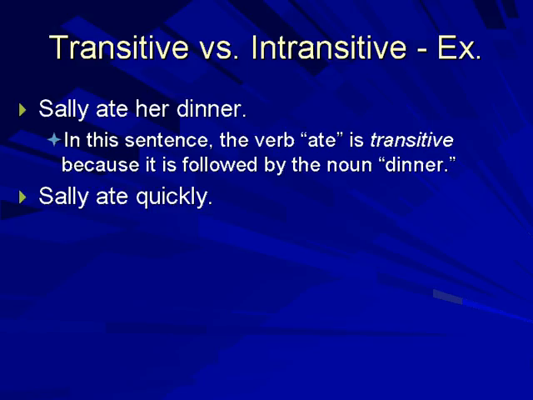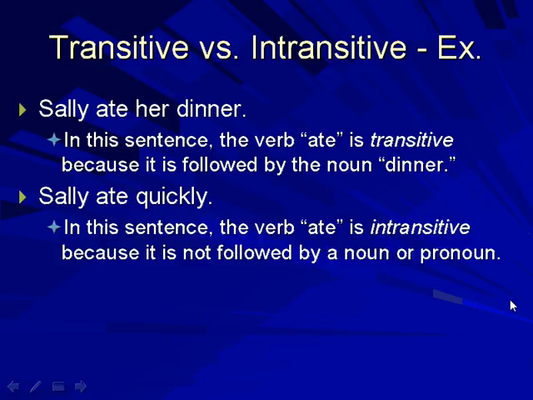Now, this sentence here, Sally ate quickly, is intransitive. Why? It is not followed by a noun or a pronoun. Now, ate is followed by a word, namely quickly. However, quickly is not a noun or a pronoun. We cannot say that it is receiving the action of the verb ate. Rather, quickly here is an adverb, and it is describing how Sally ate. And that's not the same thing as a direct object.